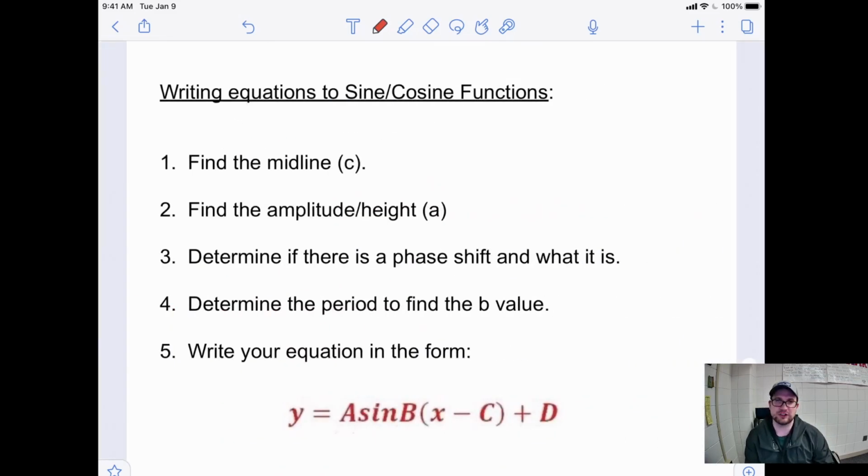Now, here are general steps to writing the equation to a sine or a cosine function. Step number 1 is to find the midline. Step number 2 is to figure out our amplitude or our height. Step number 3 is to determine if we have any phase shifts, and if so, what is it? Step number 4 is to determine the period to figure out our b value. And then last but not least, we are going to write the equation in this form. Again, we're going to have all of those pieces there, so if we're missing one of them, we will include a 0 instead of just leaving it off.